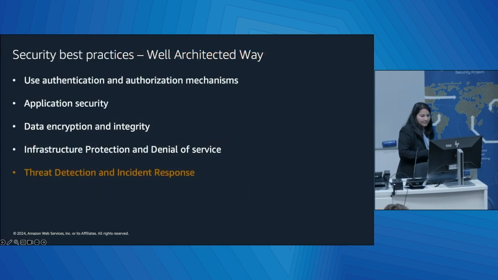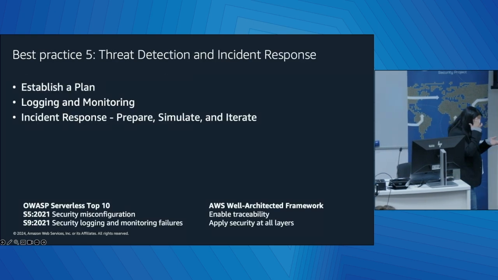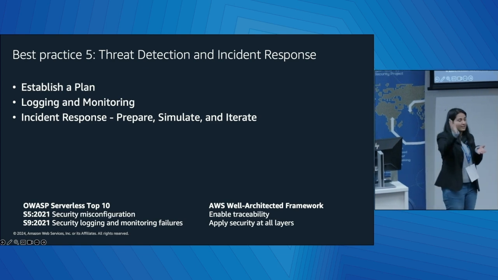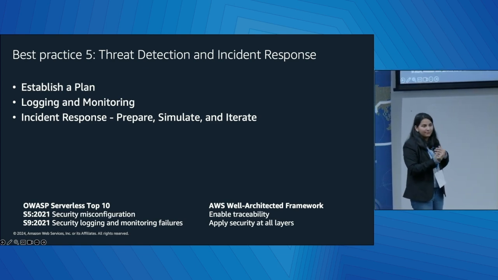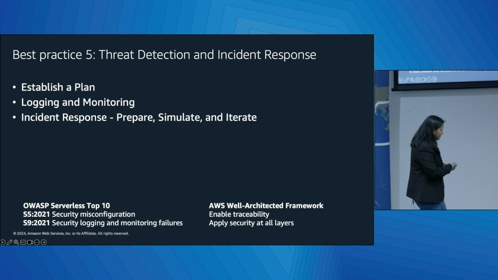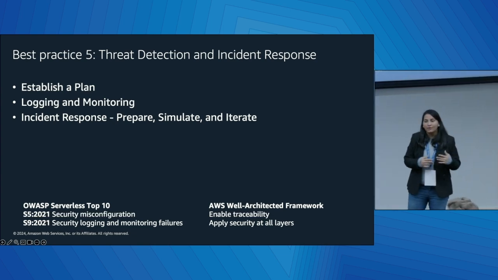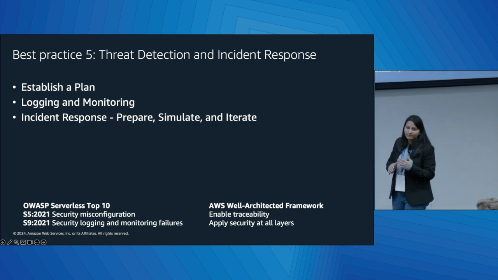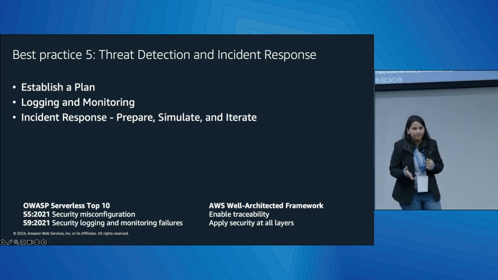So last one, threat detection and incident response. Now, we have a threat. What do we do? We try to secure our data, network, compute, infra, everything. Now we have got a threat. So to recover from the threat, you have to have a plan. It's usually called an incident response plan or a runbook or a playbook.